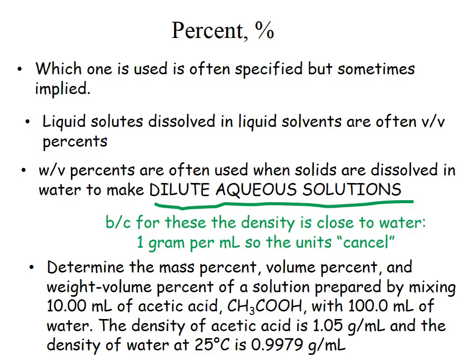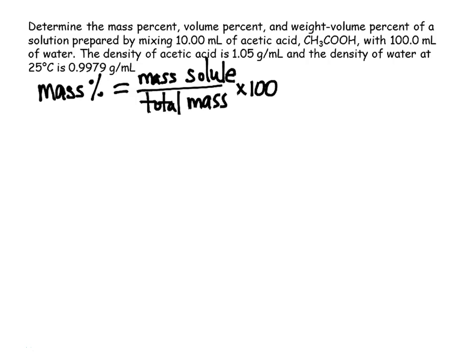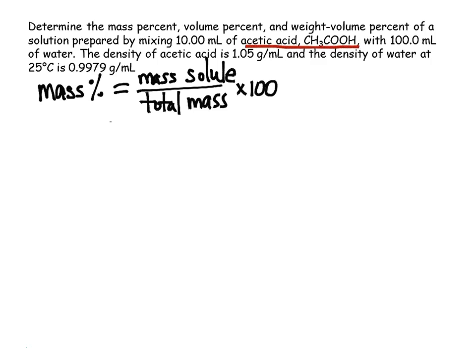Okay, so we're going to do this problem next. Determine the mass percent, volume percent, and weight volume percent of a solution prepared by mixing 10 milliliters of acetic acid, the formula is given there, with 100 milliliters of water. The density of acetic acid is provided. The density of water is also provided. Here is our problem. We're going to start with mass percent. Mass percent is the mass of the solute divided by the total mass times 100. It's always a good idea to start with the formula.